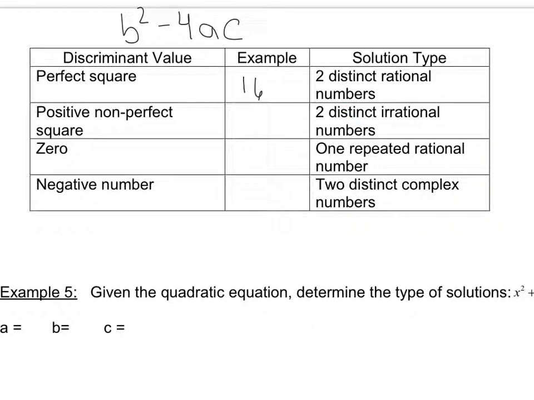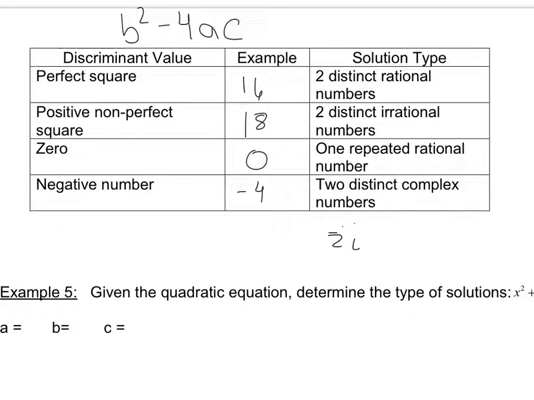Okay? If you have a positive non-perfect square, so 18, you're going to have two distinct irrational numbers. If the b squared minus 4ac is 0, that means you have one repeated rational number. So technically it's there twice, but you only count it once. Okay? And then if you have a negative number, like even if we did negative 4, that's two distinct complex numbers, meaning, remember, because square root of negative 4 would be 2i, remember the imaginary numbers, okay?